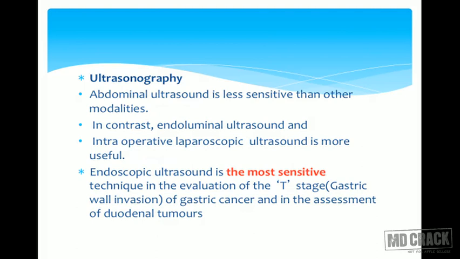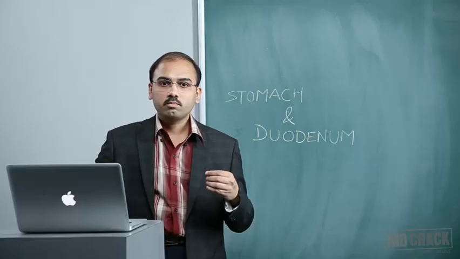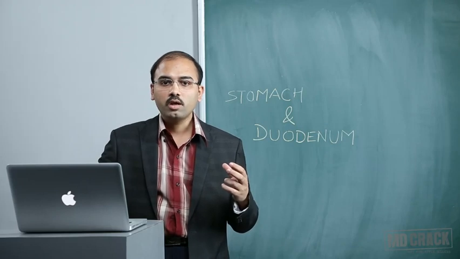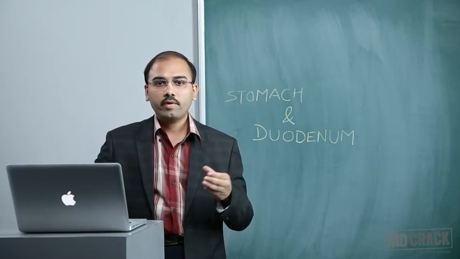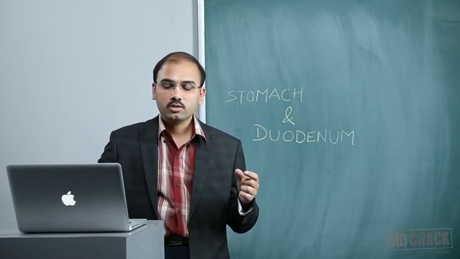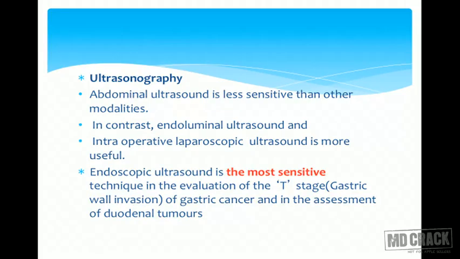Ultrasonography. Abdominal ultrasonography may not be that sensitive for gastric ailments, but in contrast, endoluminal ultrasound, when the ultrasound is passed along with the upper GI endoscope, may serve a better function than abdominal ultrasound. Why? Because it reaches directly to the gastric wall, avoiding skin and fat, and directly reaches the lesion. Along with endoluminal ultrasound, with the same principle, intraoperative ultrasound is also useful.